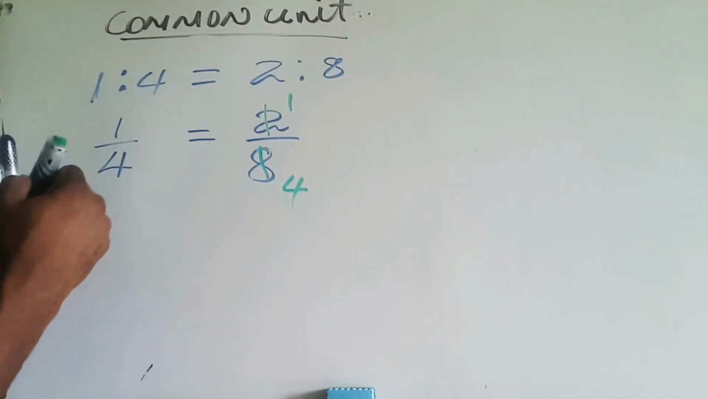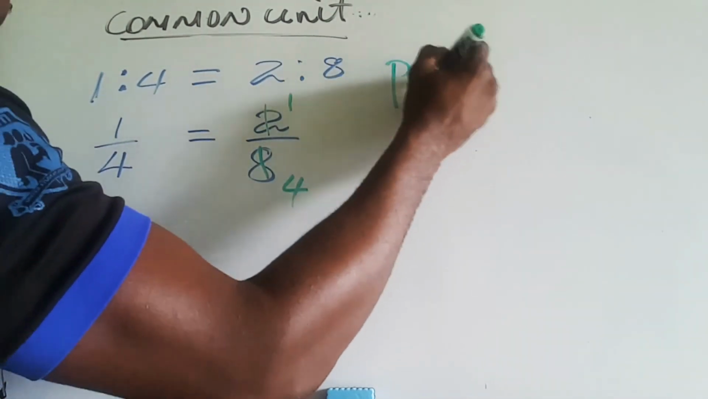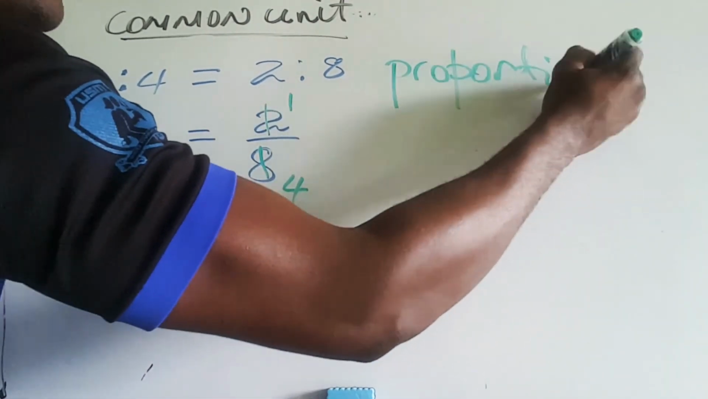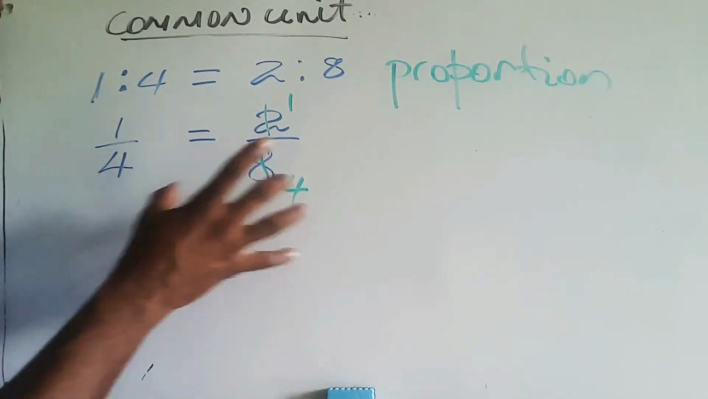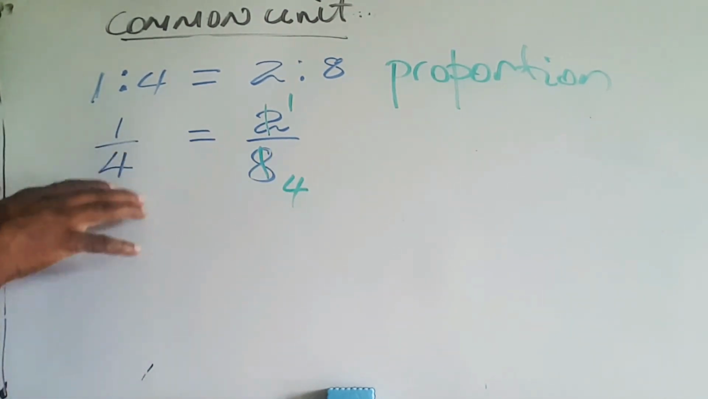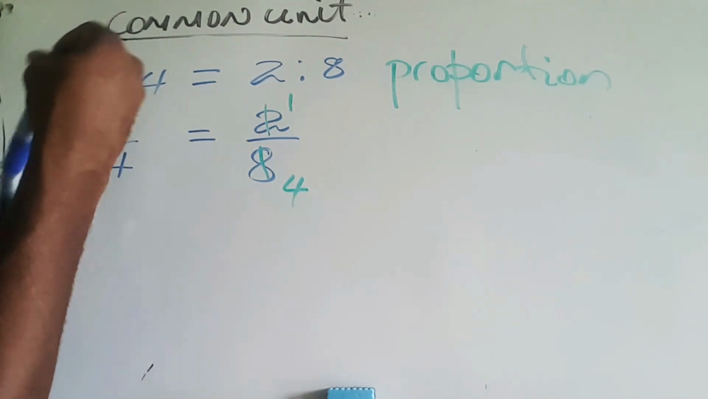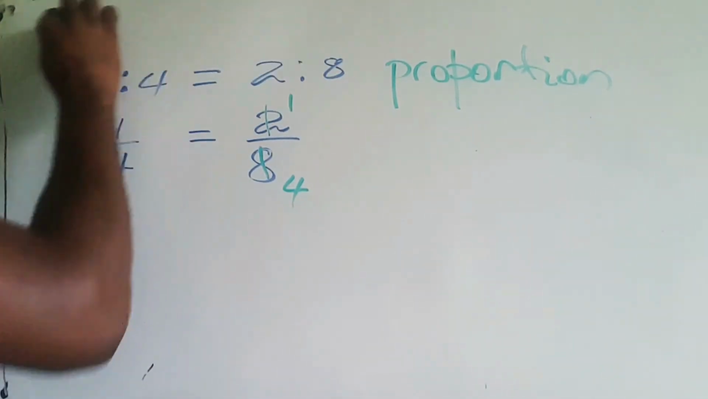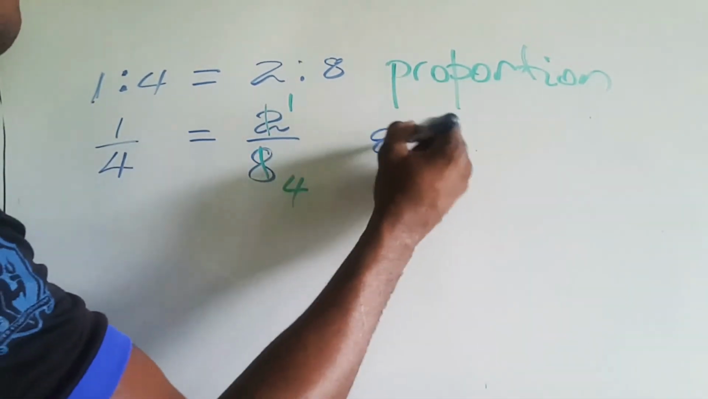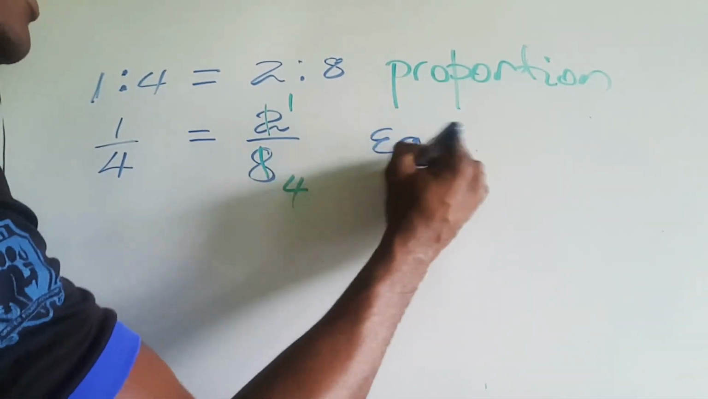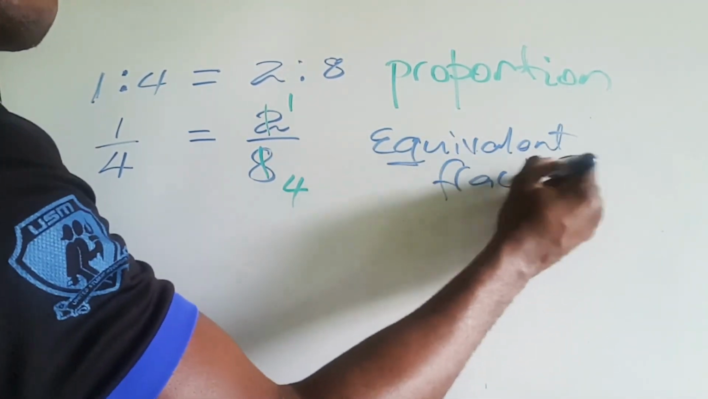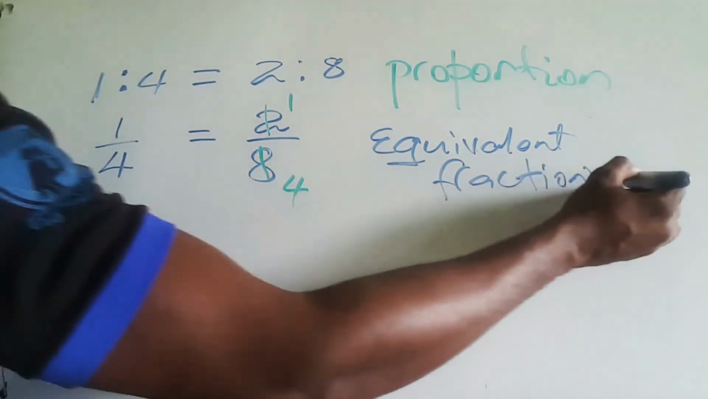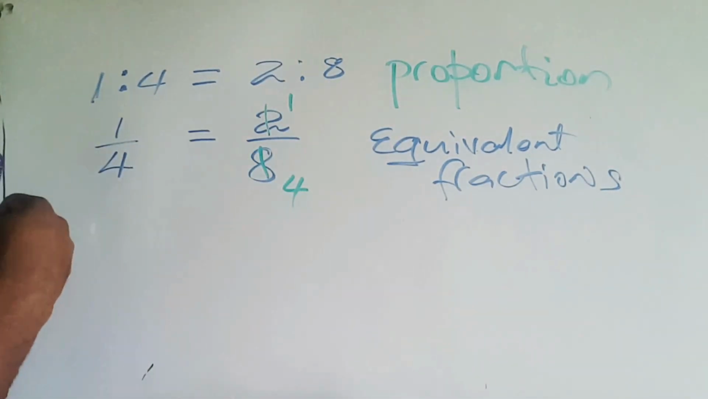This sort of idea is what we call proportion. So when we deal with proportion is when we have equal ratios. So proportion deals with ratios that are equal. Another thing that we could use for it is equivalent fractions. All right, so if we look at equivalent fractions, then we're actually dealing with proportions. So let's look at some equivalent fractions very quickly.